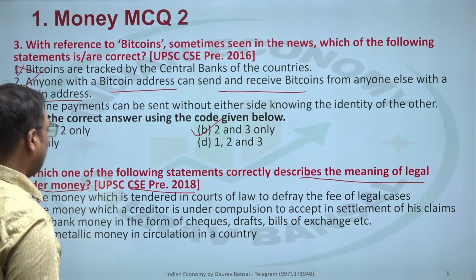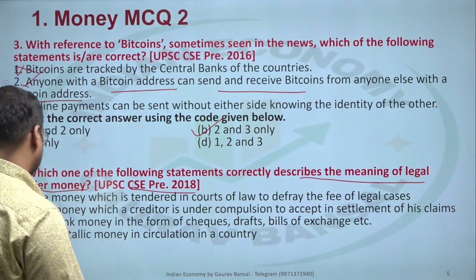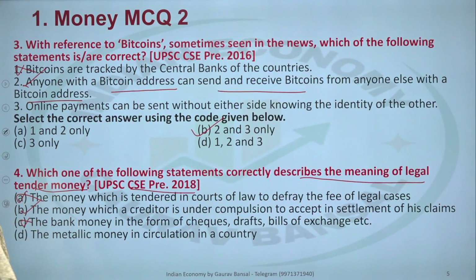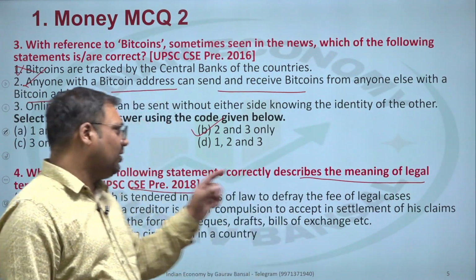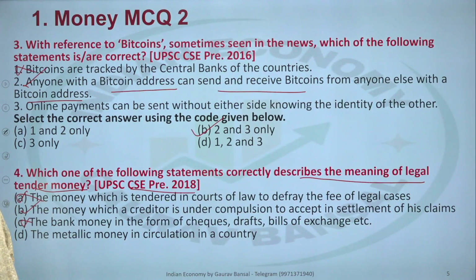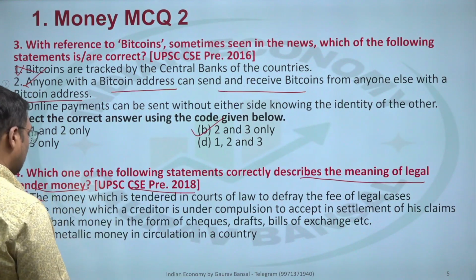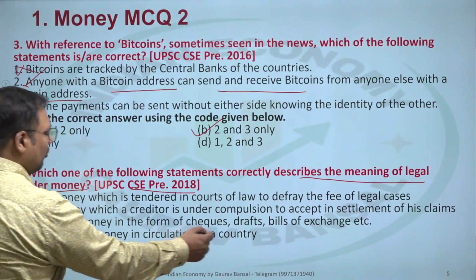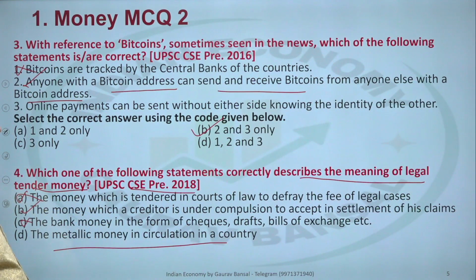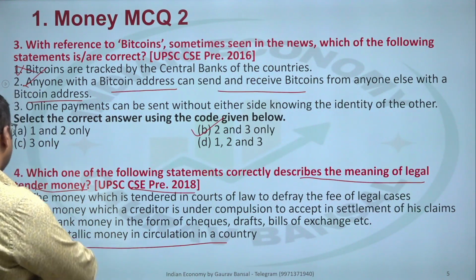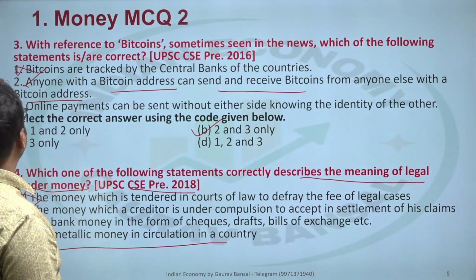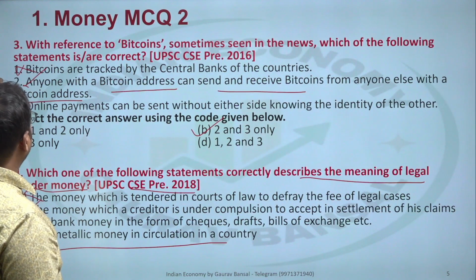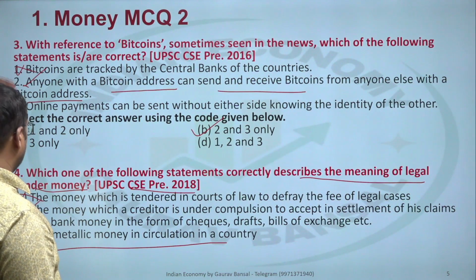The bank money in the form of check, draft, bill of exchange, etc. No. Somebody can refuse a draft as a payment. Somebody may refuse a bill of exchange as a payment, but you can't refuse legal tender in the payment. The metallic money in circulation of a currency. No, that is coins. That is only one part of the legal tender money. B is correct. That is the most complete and better out of these. Always read all the options, even if you can figure out that the initial options are correct.